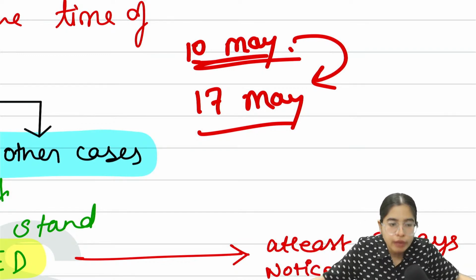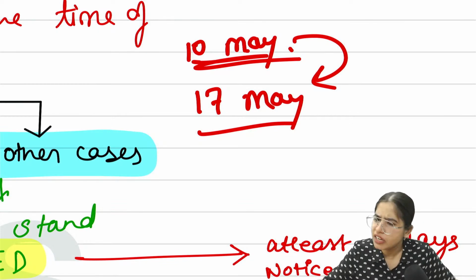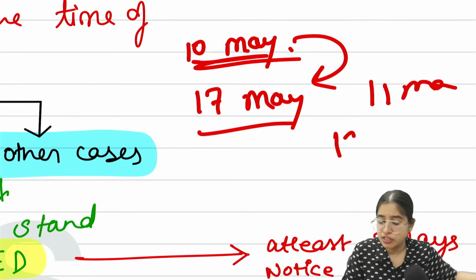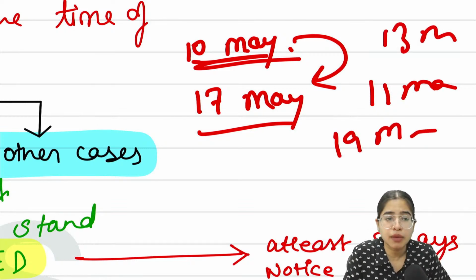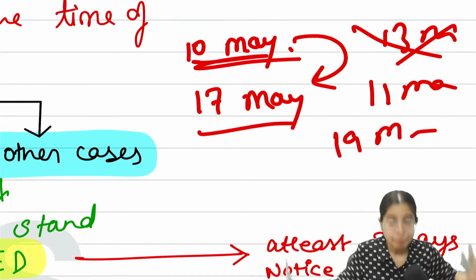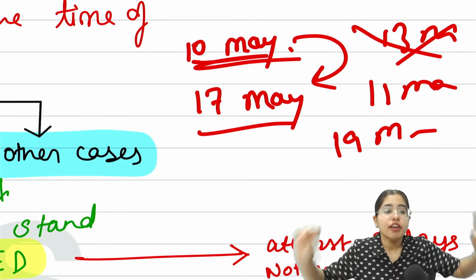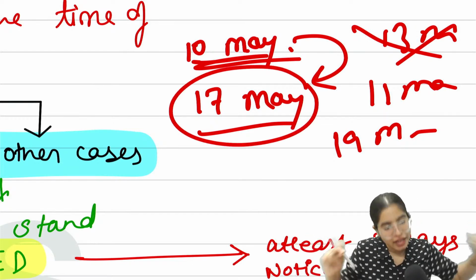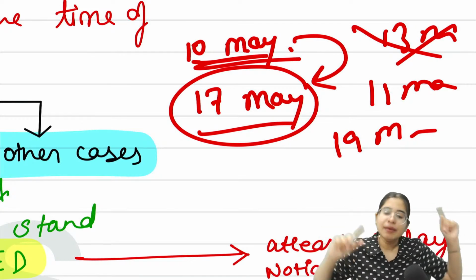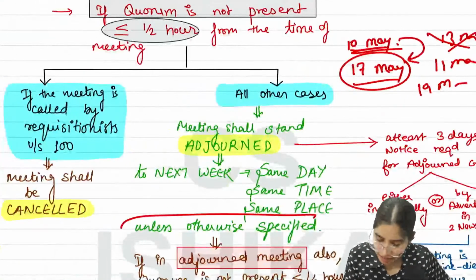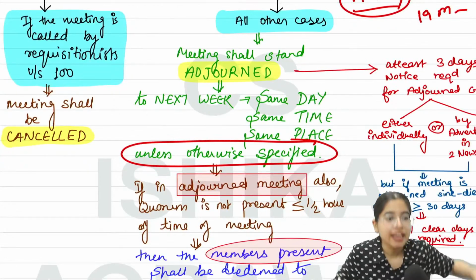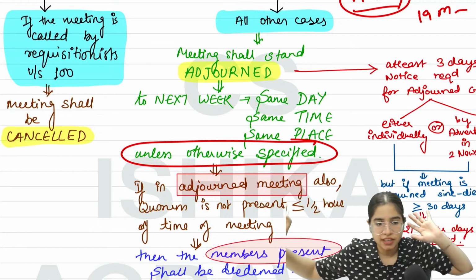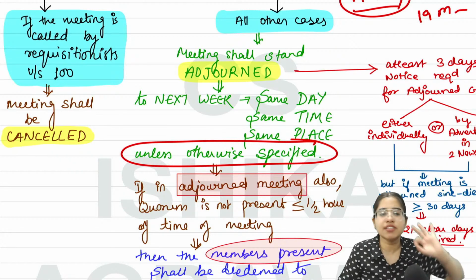But if we don't want the meeting to be held on 17th May, we can specify any other date. Let's say we can specify like 11th May, or 19th May, or 13th May. But if no other date is prescribed, then meeting will be adjourned to next week, same day, same time, same place, unless otherwise specified, which means that if any other day, time, or place is specified, then the adjourned meeting will be held on that other day, time, place. I hope this point is crystal clear to all of you.